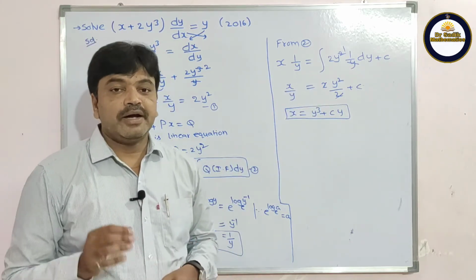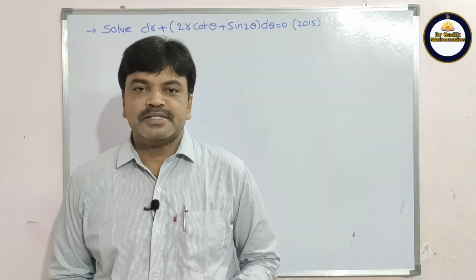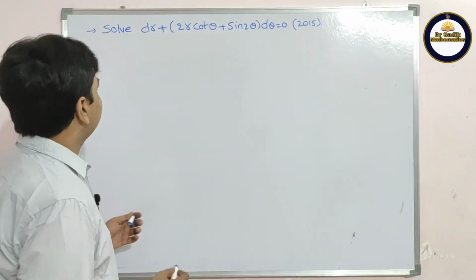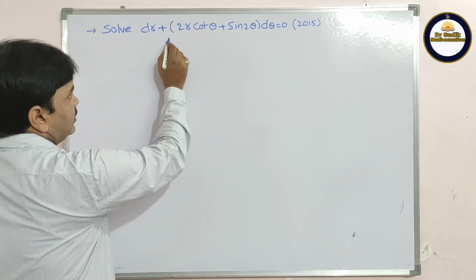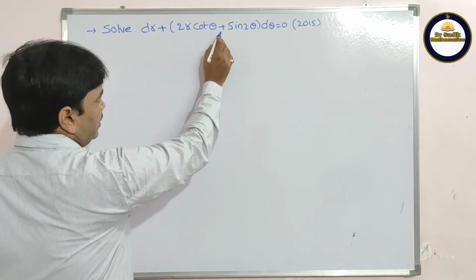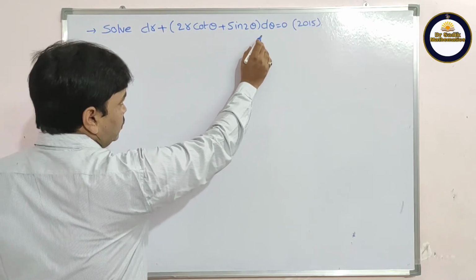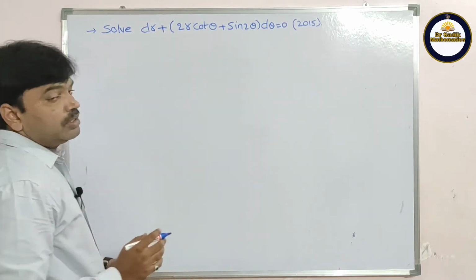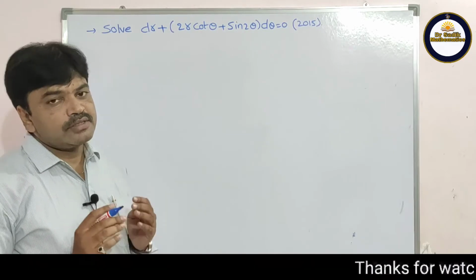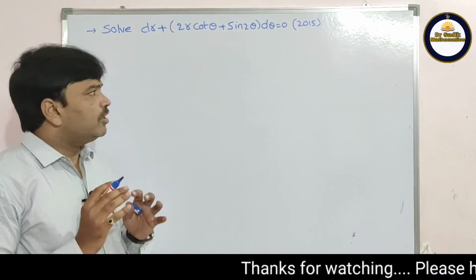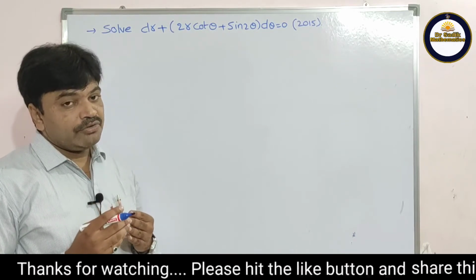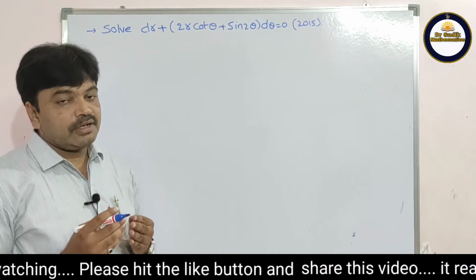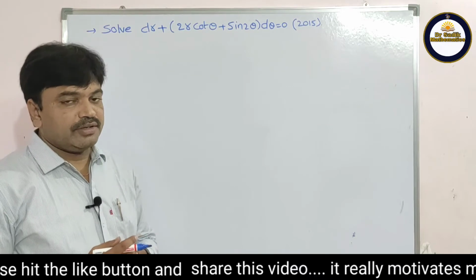Let us see another problem. Solve (dr + 2r cot theta + sin 2 theta) d theta = 0. Now I want to convert this equation into a linear equation of first order in r. Let us see.